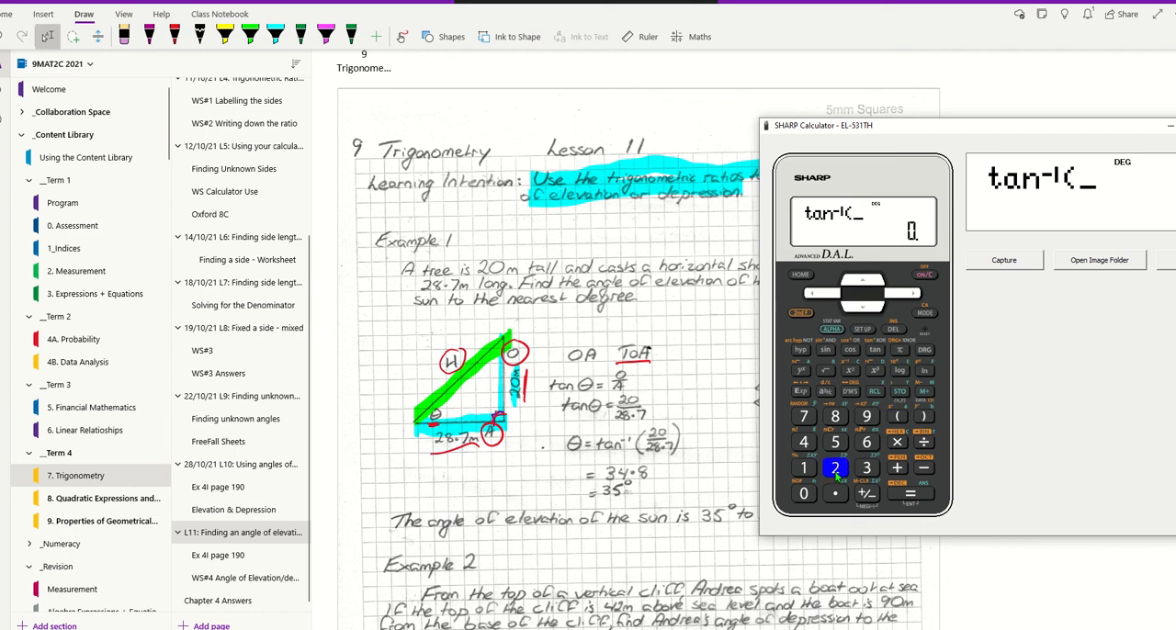Now I've got two different ways of putting it in. If I put this as a fraction, I'm going to go 20, and then I'm going to go over 28.7. I'm going to close my bracket and go equals. And it's come up at 34.87 or 34.8. And if I round that to the nearest, it's 35 degrees. So that's one way of putting it in.